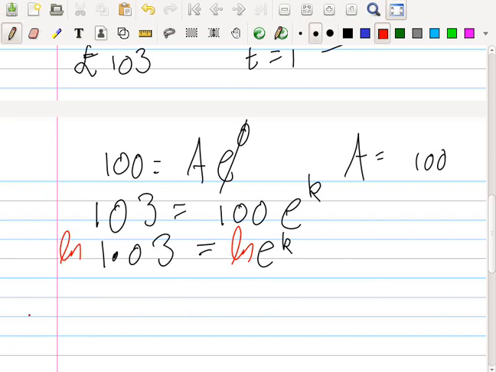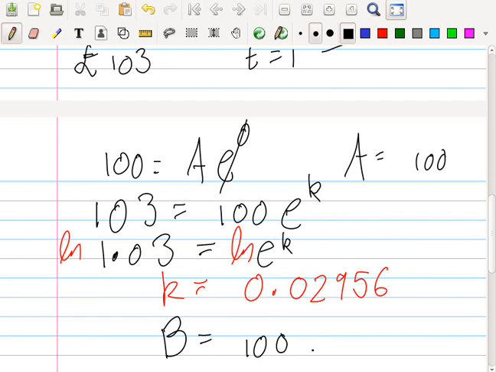So I get K equals 0.029558, so 56 I'll say. Right, so we have now your balance will equal A e to the K T. So that's part 1, find the A and the K.